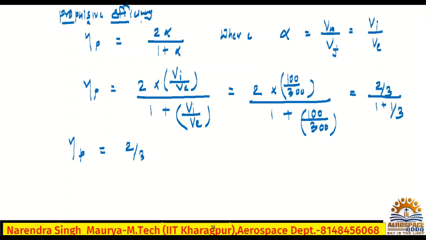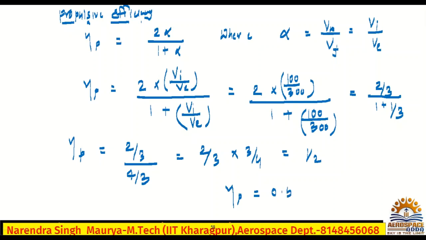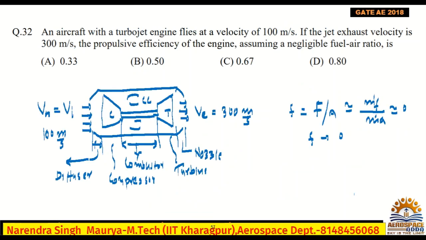It is 2 by 3 divided by 4 by 3, I think. How much you may get? 1 by 2. What is the value? 0.5. In percentage, it is 3%. Check. Option B. Simple one only. It's formula based. Simple, you can calculate. What is the correct answer? Option B.